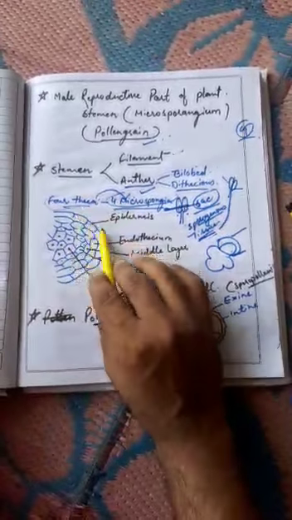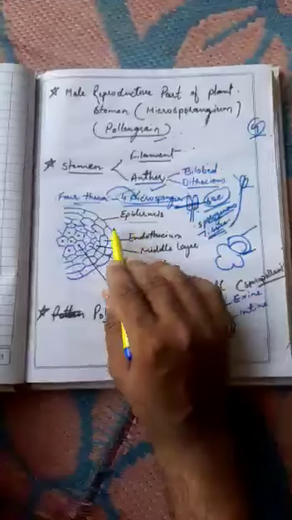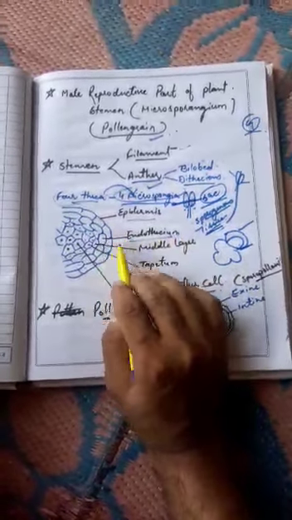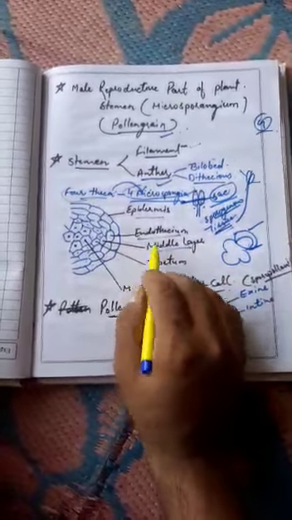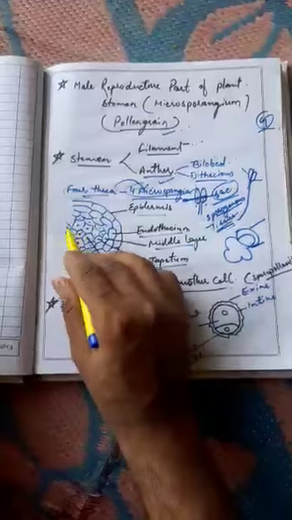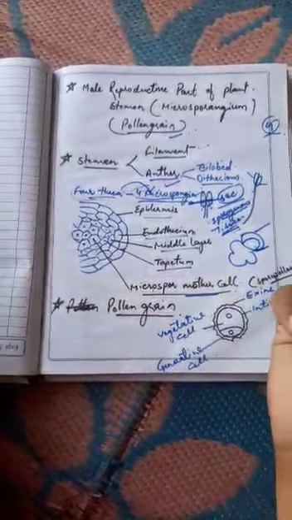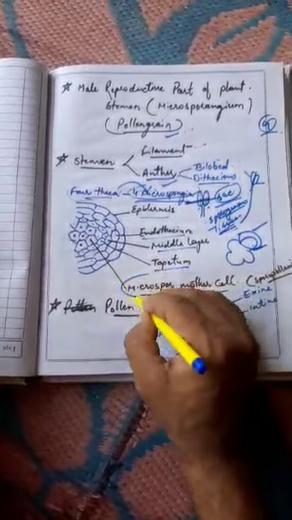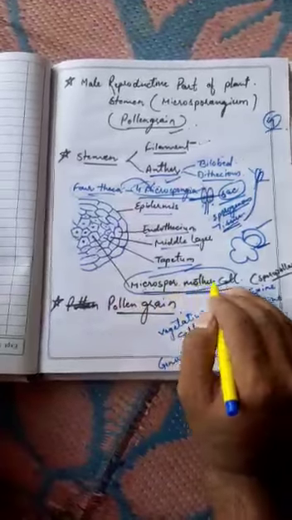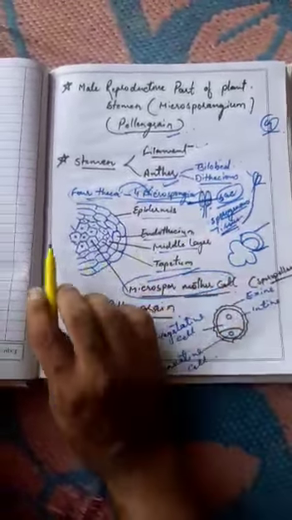In this, the outer layer is known as the epidermis, after the epidermis is the endothecium. The next layer is known as the middle layer, and the next layer is known as the tapetum. And these cells are known as microspore mother cells. They will produce pollen grains. These will produce microspores or pollen grains after meiotic division, meiosis. That's why they are known as microspore mother cells.